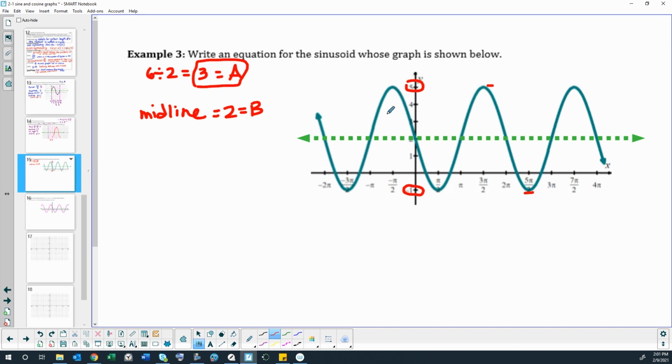All right, now let's look at the period. To do that, I usually like to start at 0. Fortunately, at 0 our graph is going right through the midline, which is handy. Then let's look over here to see that same spot where our graph is going right through the midline after going down and then back up. Oh look, it's 2 pi. That's easy. The period is just 2 pi. That means that omega is simply 1.